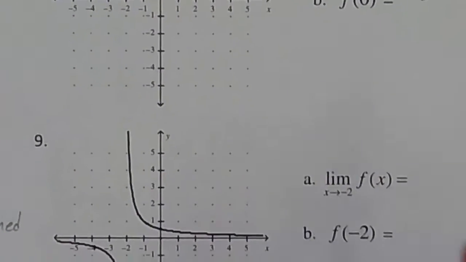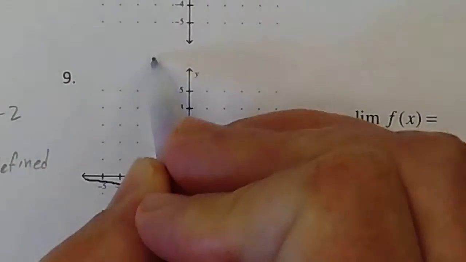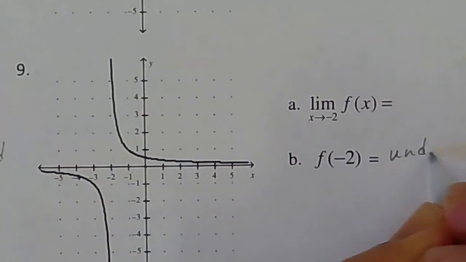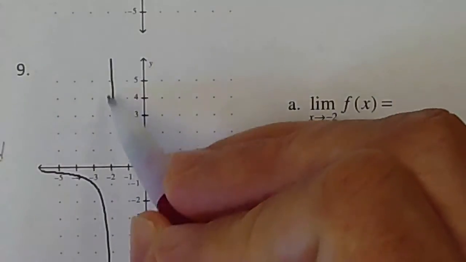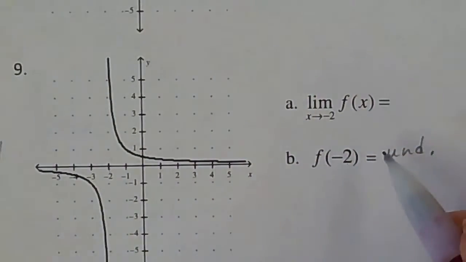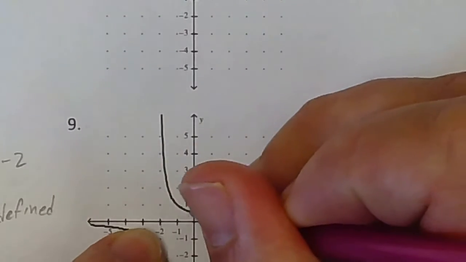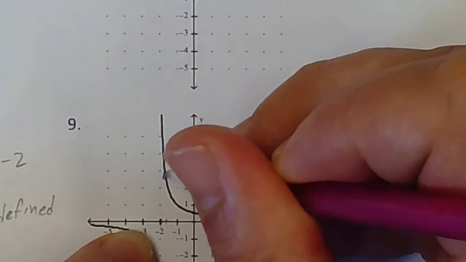Number 9. The function evaluated at -2. When there's an asymptote on graphs, we say that's undefined. Okay. So there is no value at -2. I don't see a coordinate. Okay, what about the limit? Well, if I'm coming in from the right, I'm looking at like -1.8 and -1.9. What's happening to these y values?